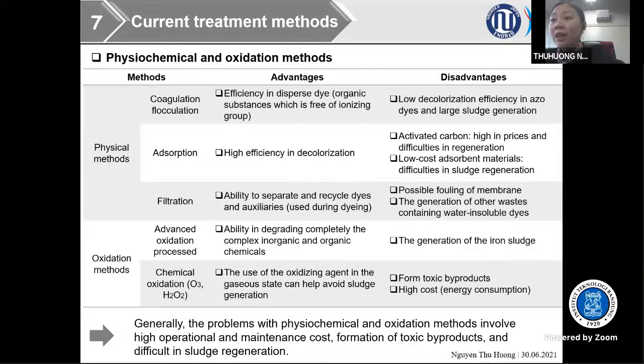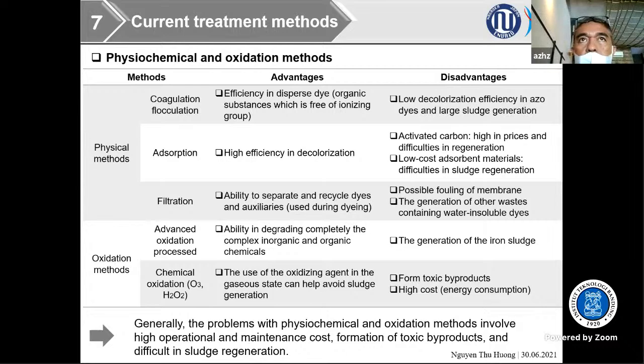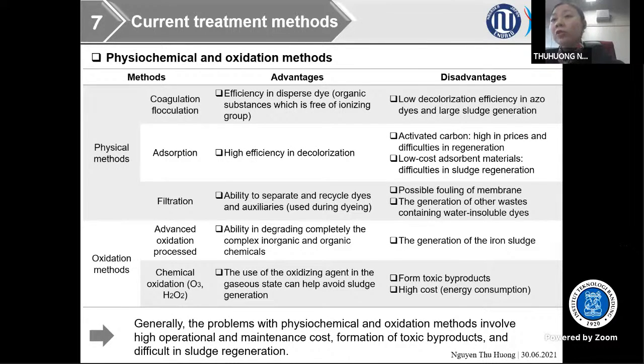Currently, physical, oxidation, and biological methods are the available technologies for treating dye wastewater. Here is a short summary of some advantages and disadvantages of the current methods. In general, the problems with the physical methods involve the generation and regeneration of sludge and low decolorization efficiency. Meanwhile, high operational cost and formation of toxic byproducts are the common issues with the oxidation method. Biological processes sometimes stand out as a more cost-effective and environmentally friendly alternative for textile wastewater treatment.